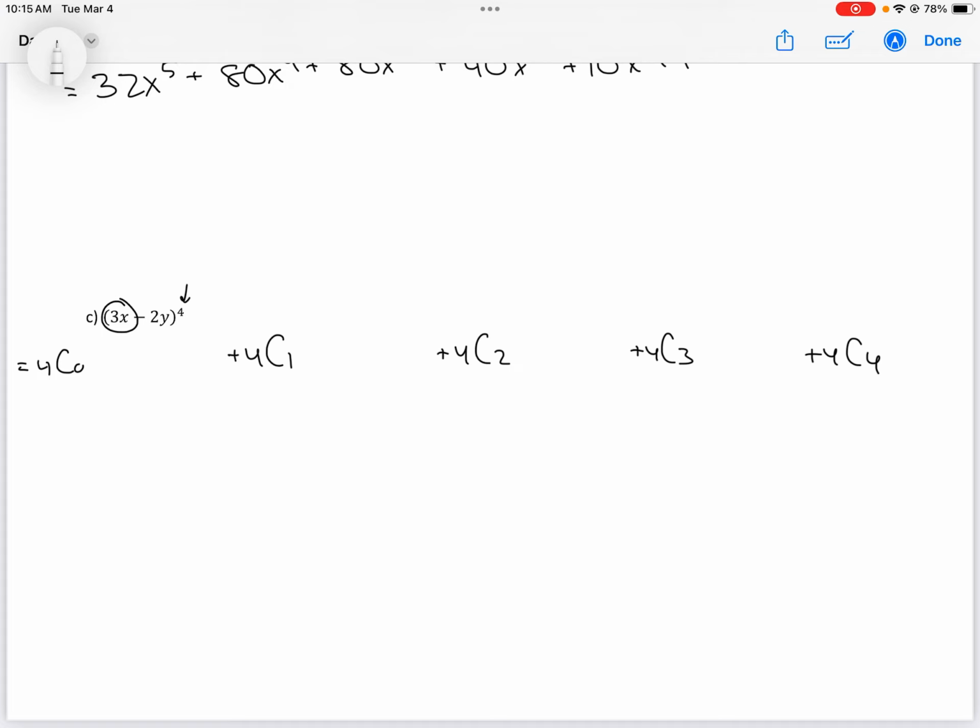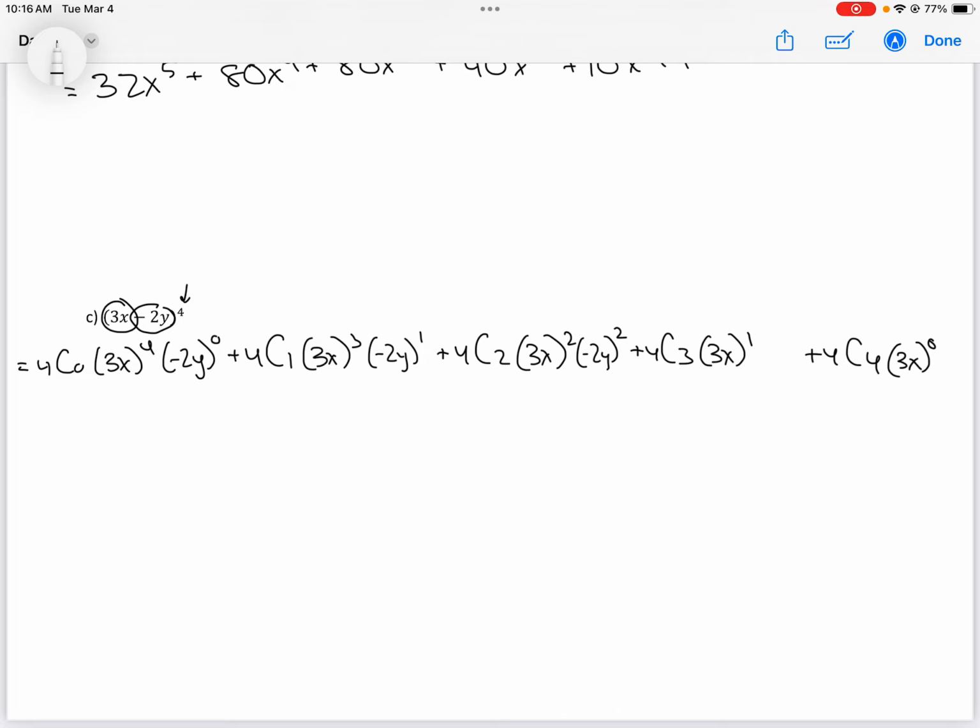Okay, let's pattern the 3x. (3x) to the 4, (3x) to the 3, (3x) to the 2, (3x) to the 1, (3x) to the 0. Now let's pattern negative 2y. (Negative 2y) to the 0, (negative 2y) to the 1, (negative 2y) to the 2, (negative 2y) to the 3, (negative 2y) to the 4. Okay. Before we calculate anything, let's get rid of 4 choose 0 and 4 choose 4. And then anything to the exponent of 0 just cancels out to a 1.